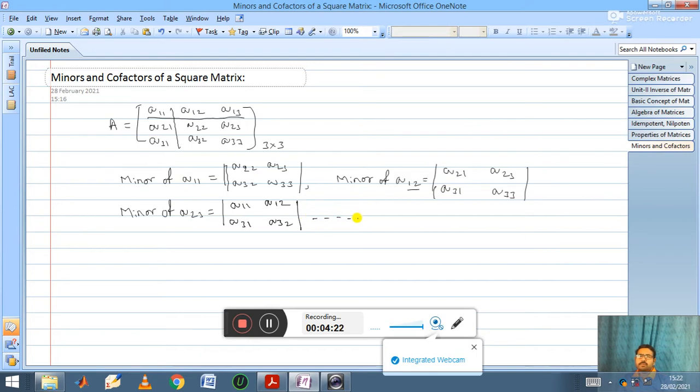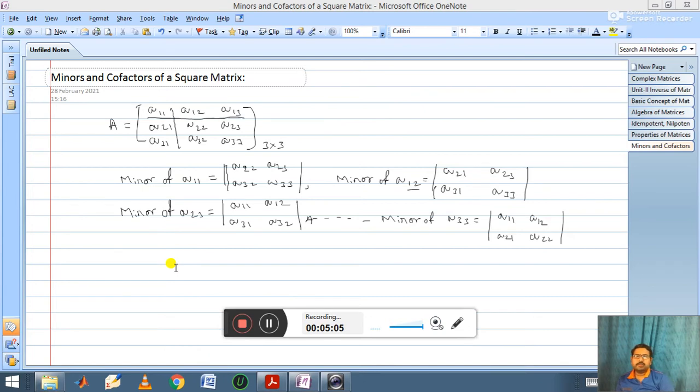Similarly, if you write the minor of A33, the last element, you delete the third row and third column, and the remaining elements are A11, A12, A21, A22. So this is the minor. Like that, if you write the minor for each element, in total we can write 9 minors for the 9 elements.